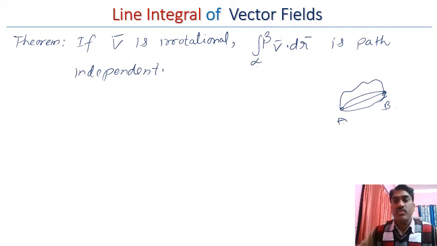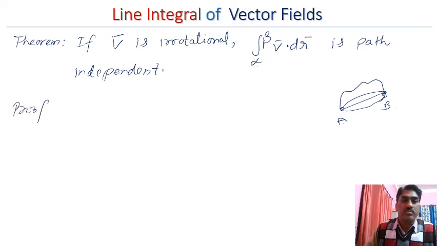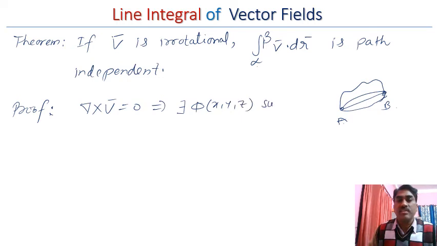If V is irrotational, it is equivalent to conservative, means the line integral will be path independent. So let us show this proof. We already know that V is irrotational. This means curl of V is 0, and this implies there exists a scalar potential phi(x,y,z), means a scalar function such that V is equal to grad phi.